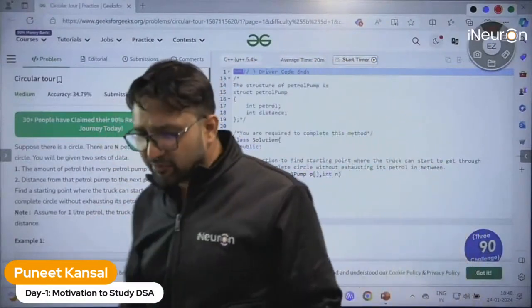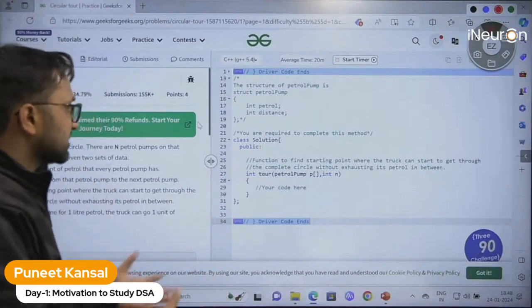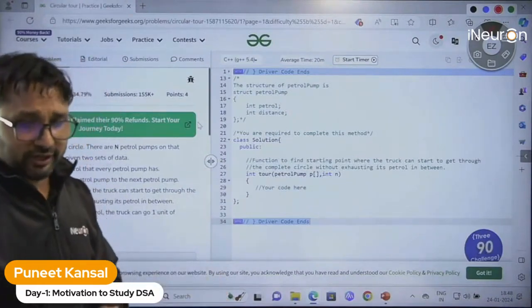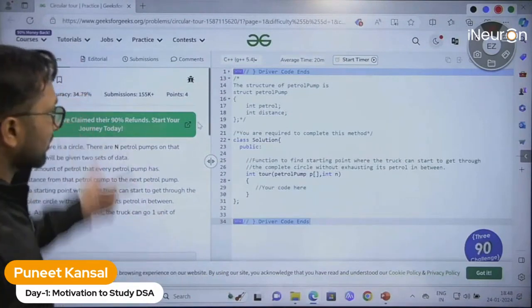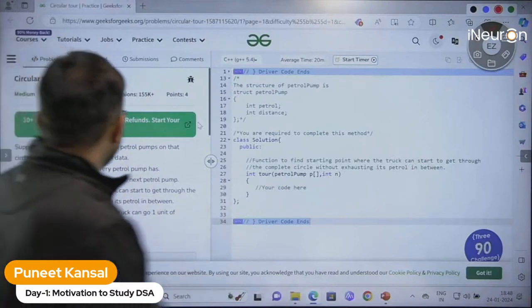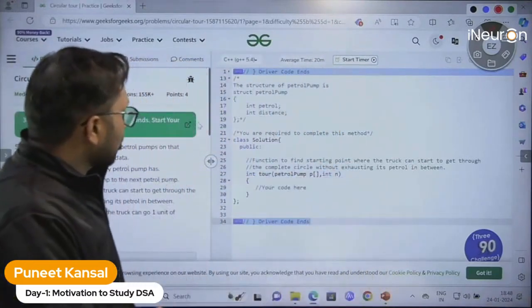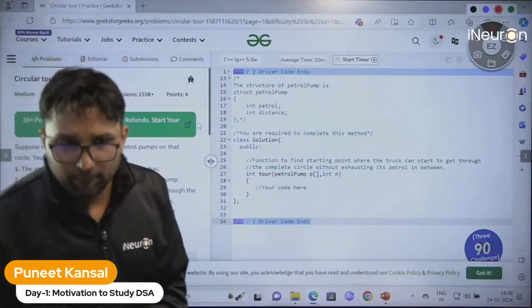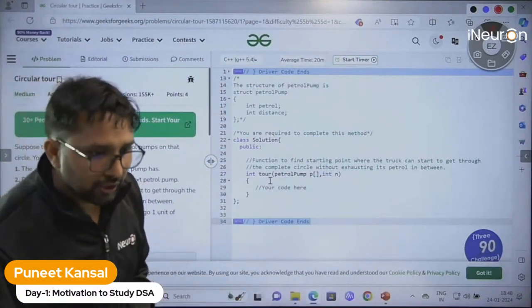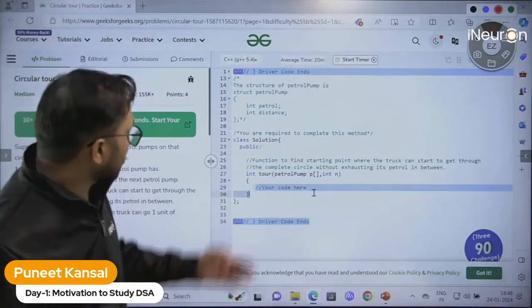This problem can be found on different platforms. You can check it out on LeetCode or GeeksforGeeks. You can find this problem over there; simply write circular tour. Okay, and the same problem is there, the same statement. I just take it from here. So what we need to do? We need to complete this coding part, this function over here.